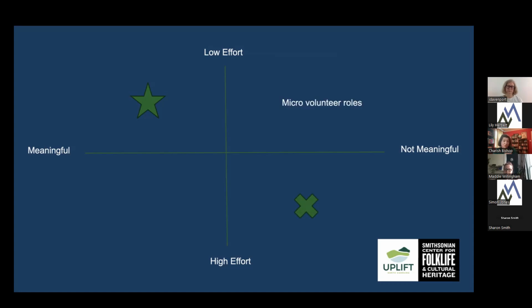This is where micro volunteer roles kind of fall in a little bit. Something that is a little bit like, again, tickets or things like that. It's low effort. That's where a lot of those micro roles fall. We're going to get a lot of shifts, but your repeat volunteers are really going to come back if it's low effort but meaningful.